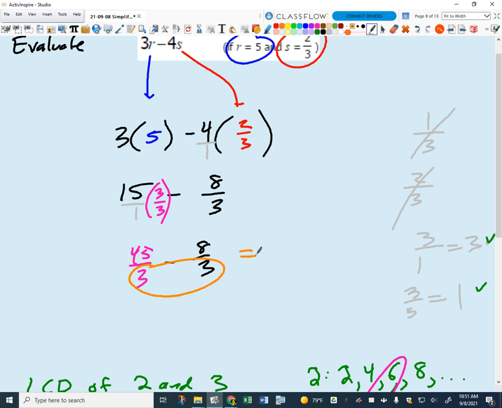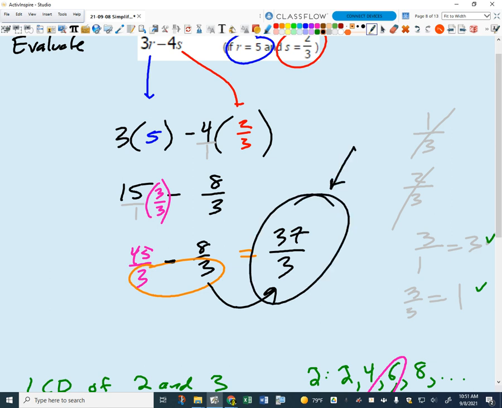And so we get the answer, that's a minus sign there, I wrote over the top. On the bottom, we know that we're going to get 3. That's my common denominator. Well, 45 thirds minus 8 thirds is how many thirds? 37. That's it.